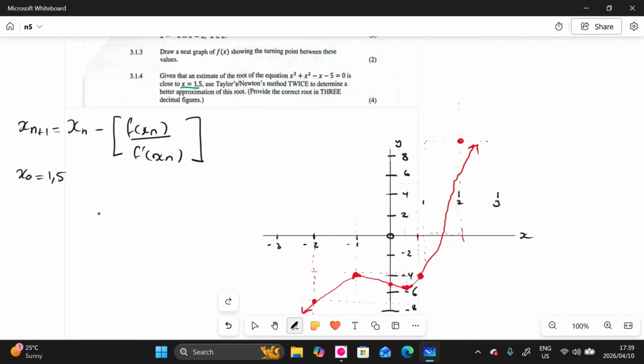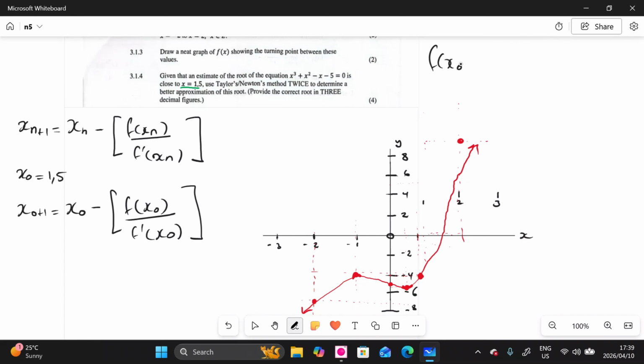So let's continue. I'm going to write this formula in a way that is going to be easy for us to substitute. First of all, we have x0 plus 1 is equal to x0 minus f of x0 divided by f prime of x0. Now that we know what x0 is, we can find our f of x0 and f prime of x0. They are not that difficult. I'm going to do them here on top.